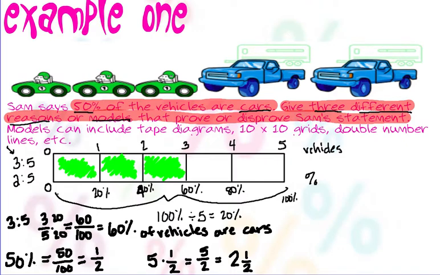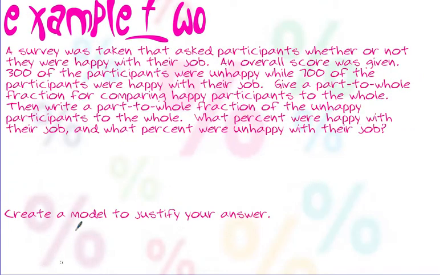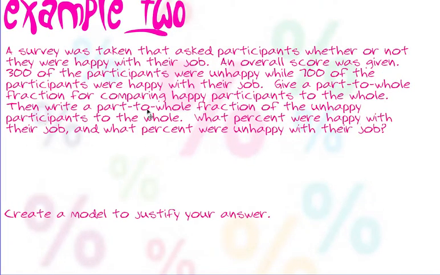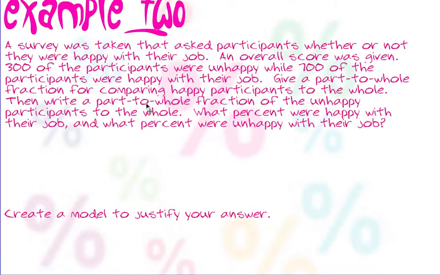All right, so let's go to the next page. And we have example 2. In example 2, we are looking at a survey that was taken that asked participants whether or not they were happy with their job. Okay, and from here, I want you to go ahead and pause and read the problem. You need to highlight, underline, and box your important numbers. When you come back, we'll make sure you have everything boxed and highlighted and underlined accordingly, and then we'll move on to the problem.